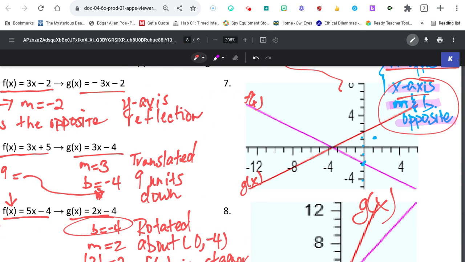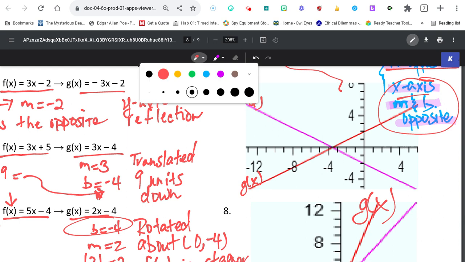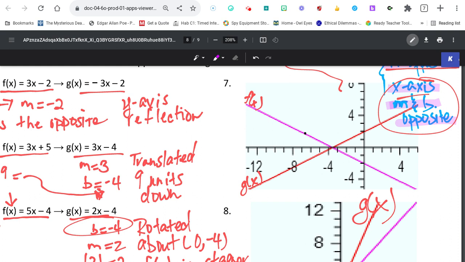All right, let's take a look at this one. I can already tell you on this one, I need to get rid of those dots, that this point has basically been flipped over the x-axis and become that point. This point has been flipped over the x-axis and has become that point. Or this point has been flipped over the x-axis and has become that point, okay? So this looks like to me a reflection over the x-axis.